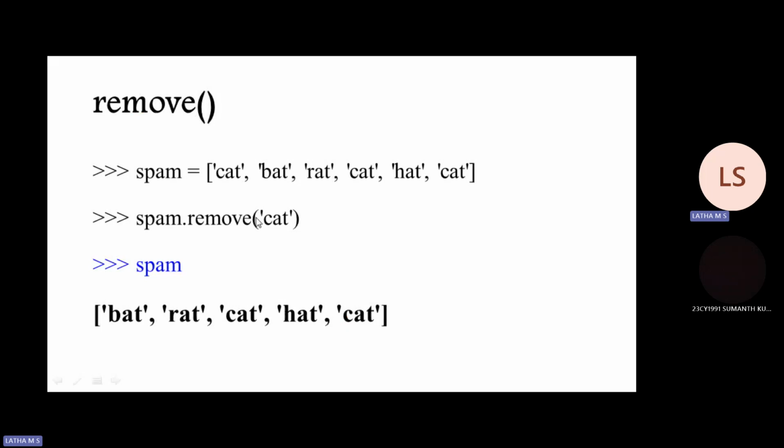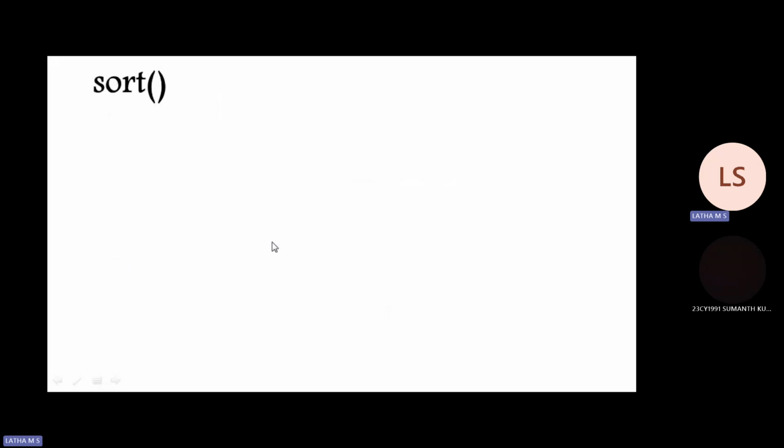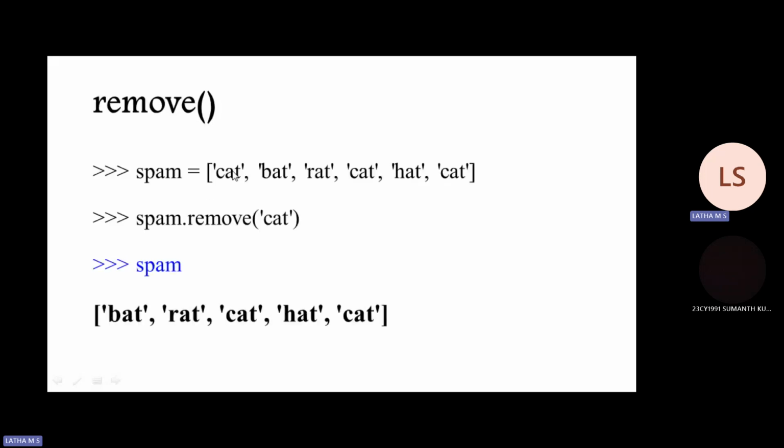Spam is equal to so and so. Again, if I want to remove the cat, cat is still existing as it is. Why so? It is not removed? One has been removed. How many cats are there? 1, 2, 3. So one has been removed, the first one. The remaining 2 will be as they are.